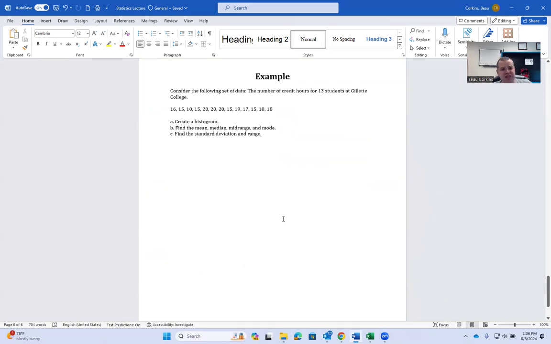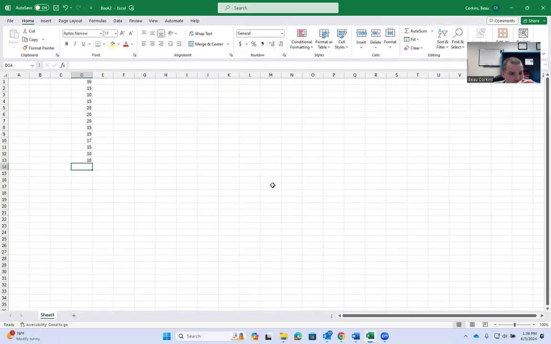So I want to consider the following data set. The number of credit hours of 13 students at Gillette College. I have a list of those values. I'm going to create a histogram. I want to calculate the mean, median, mid-range, mode, standard deviation, and the range. So we're going to pull up Excel here.